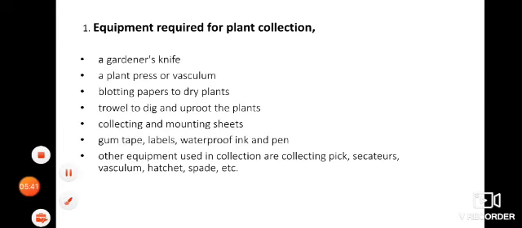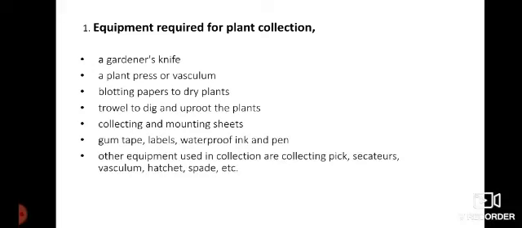What is all the equipment required for plant collection? Soon after the visit to the plant, we have to collect the specimen. For good collections of herbarium samples, one should have a gardener's knife for the proper cutting of the herbarium specimen.